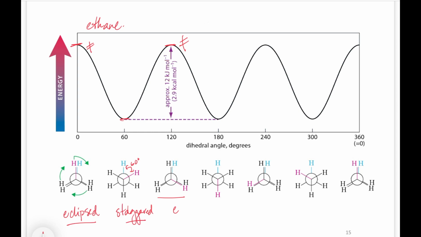If we rotate again 60 degrees, we're going to have a staggered form, lower in energy. And we keep doing this. Get another eclipsed form, that's a transition state. Rotate 60 degrees again, we end up getting a staggered form. And if we rotate one more 60 degrees over, we end up getting our eclipsed form back, which is another transition state.